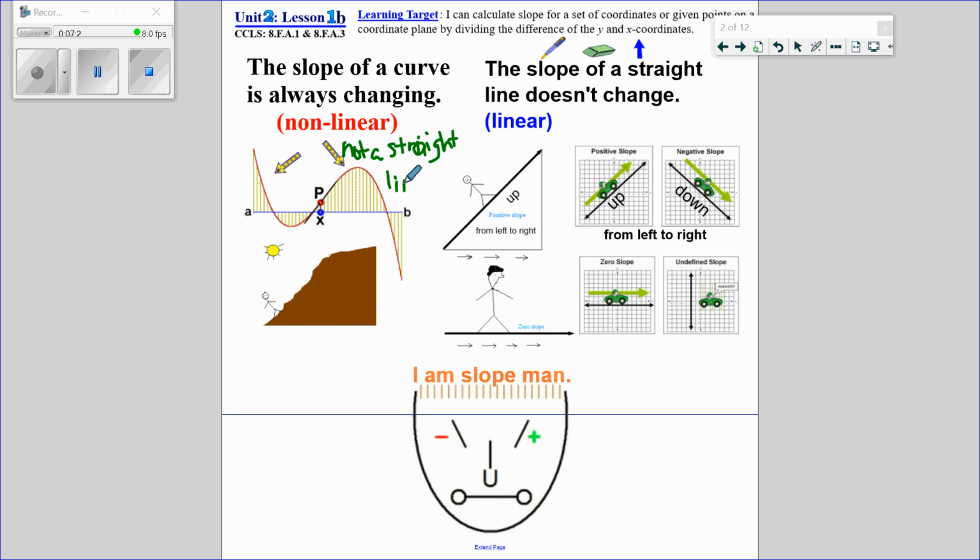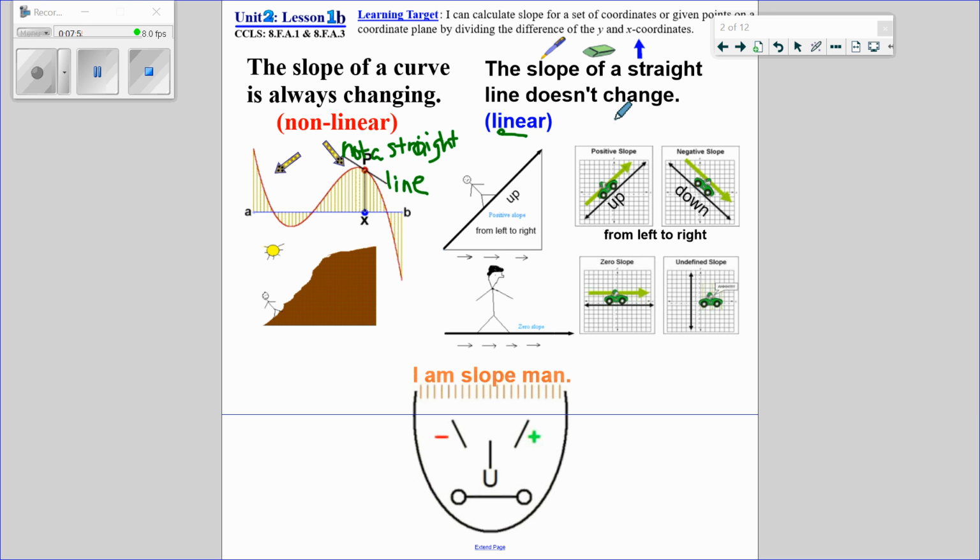A little difficult to write. Okay. It's non-linear. That means it's not a line. The slope of a straight line doesn't change. It either goes positive, we go up, we go down, we have a zero slope, which is a constant, and then we have an undefined slope, which is a vertical line. You could see in the word linear, line, and that's how you know it's a straight line.